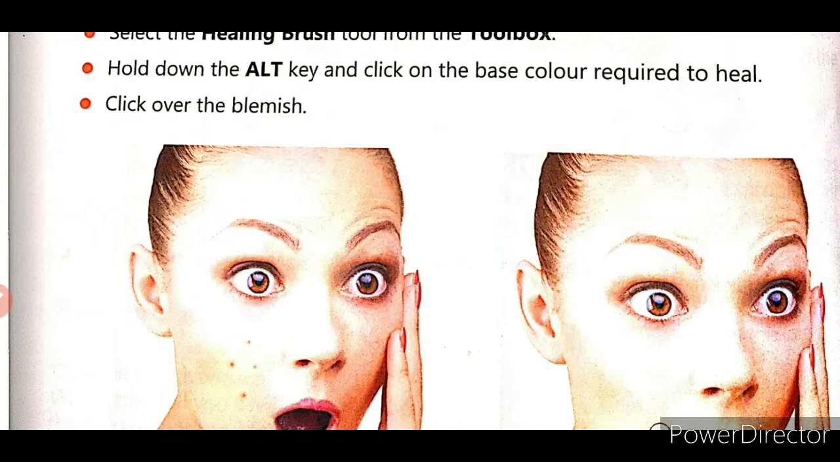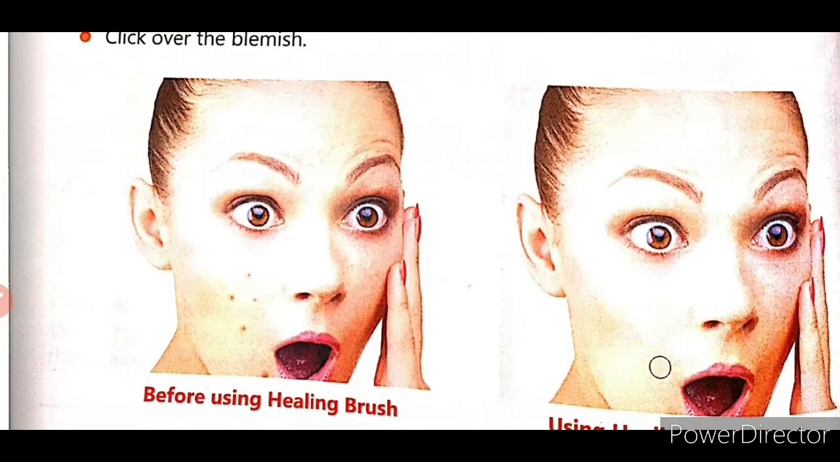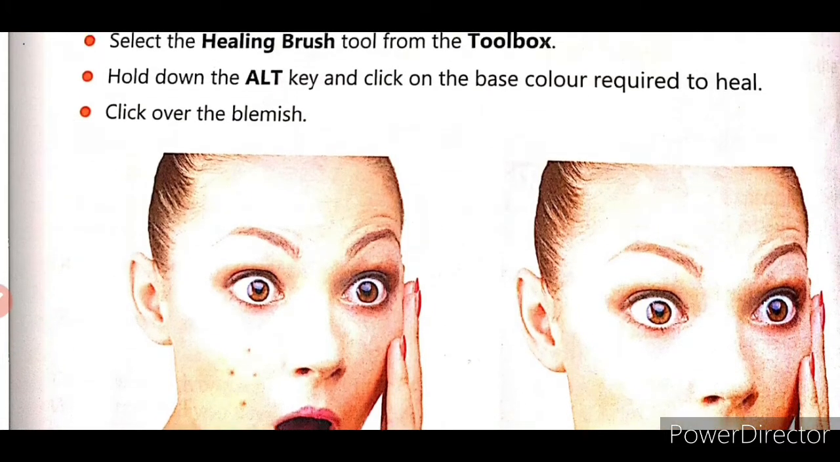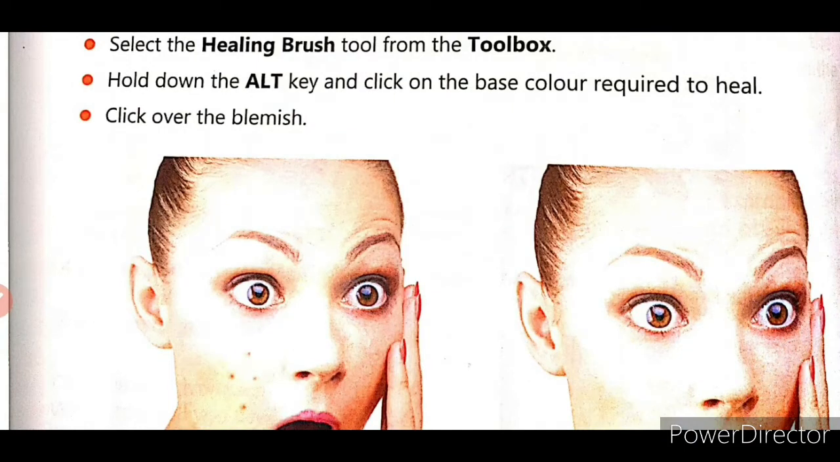So hold down the Alt key and click on the base color, which means you need to click on the color which you would require to change the blemishes. Just hold down the Alt key and click on the base color, which means you are required to choose a color which you want to heal. You can choose the required color and hold down the Alt key. Then click over the blemish. Once you click, the blemishes will be removed.